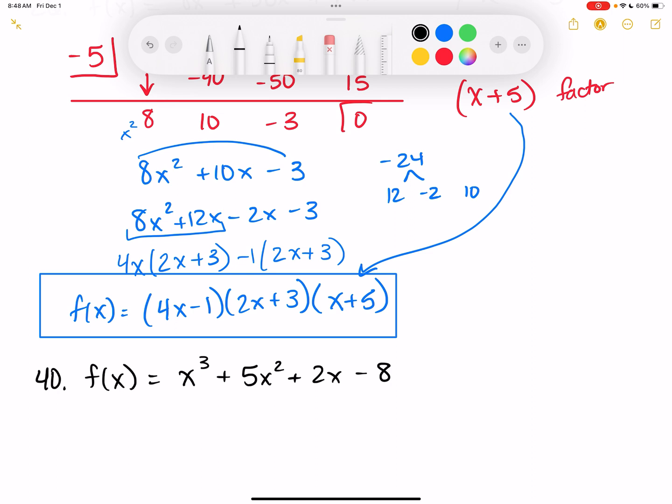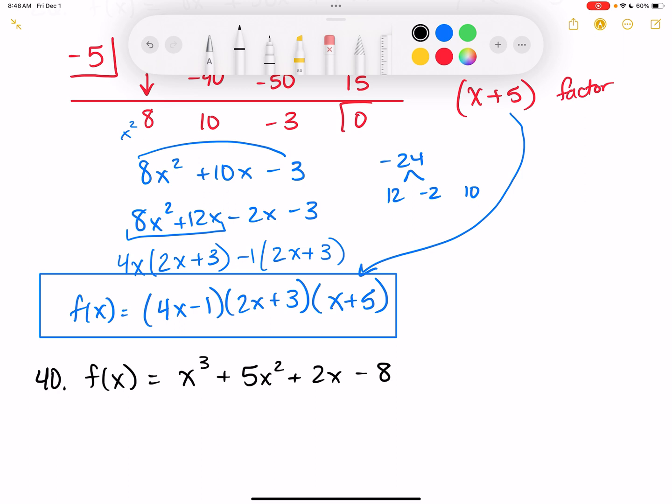So in the previous problems, they've told us that something was a zero or a factor or whatever, and we were able to run synthetic division off of that. But now we're doing it if they don't tell us what they are. And so we have to find all possible ones.